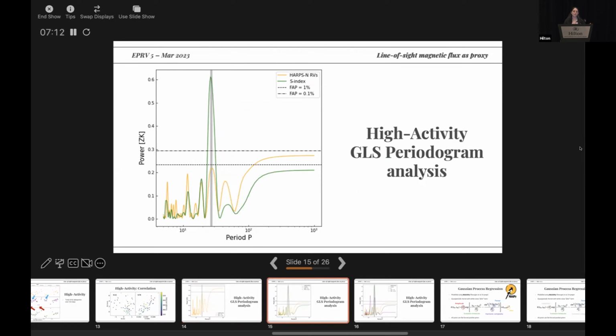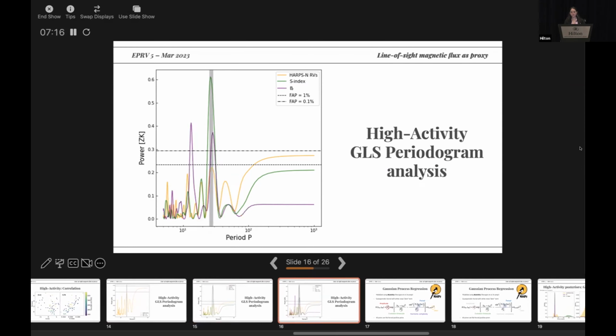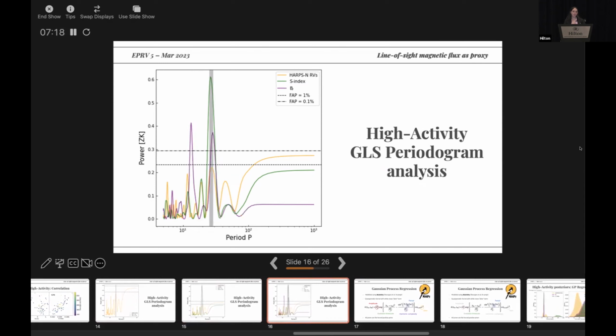How does the polarized magnetic flux behave? We don't pick up a rotational period, but we are sensitive to the half rotational period, as expected from just looking at the data. So why would we want to go any further since we know the S index behaves really well? This is because the same periodograms will not show for low activity.